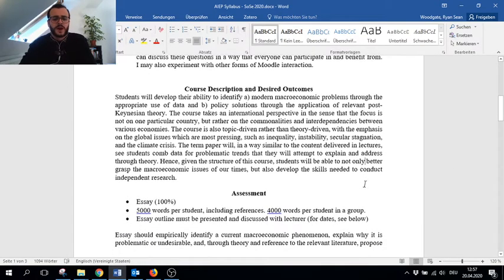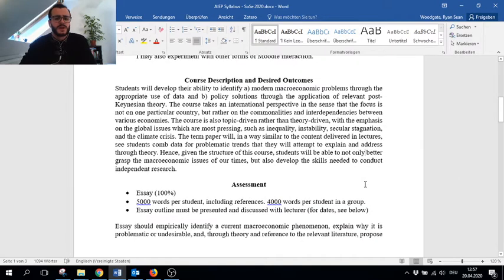I'm sure you know all about the course description and the desired outcomes by now. Generally, the focus is on policy. The focus is on current macroeconomic phenomena and current macroeconomic problems that affect the global economy or specific regions, certainly at the macro level and international level.